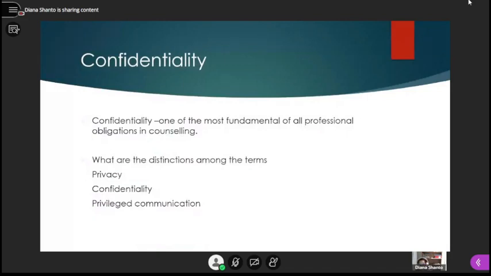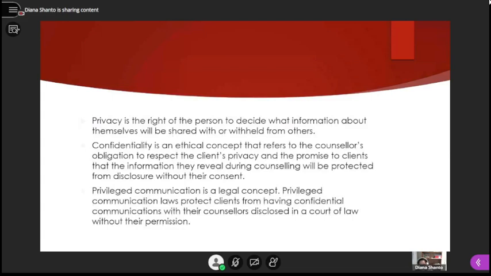Quand on parle de ethics, on parle de confidentiality. Là, pourquoi je parle counseling? Because counseling is part of social work's work. Counseling, it's part of your job, doing counseling. Donc, there are distinctions between privacy, confidentiality, and privileged communication. Privacy is the right of a person to decide what information about themselves will be shared with or withheld from others. This is about privacy.